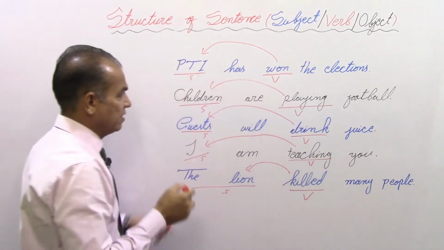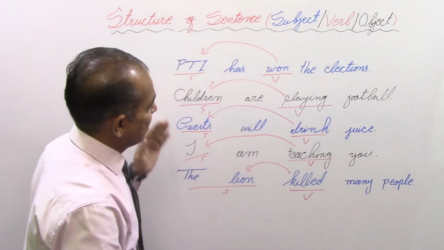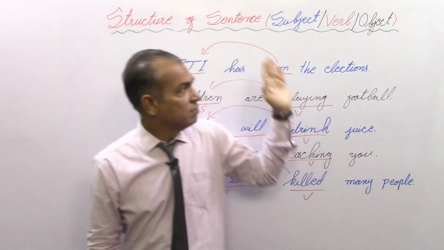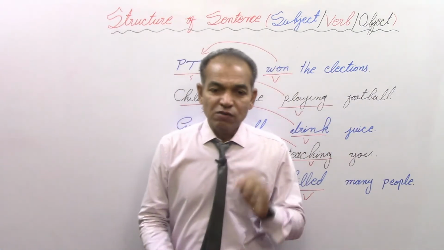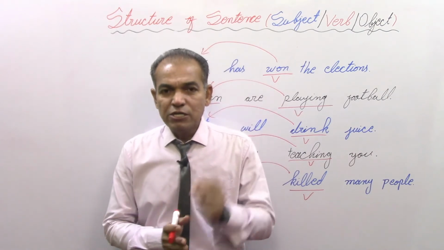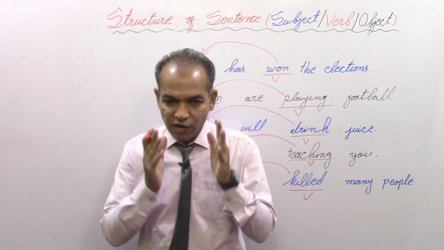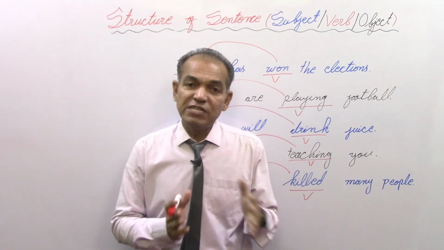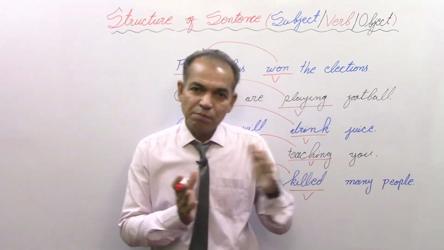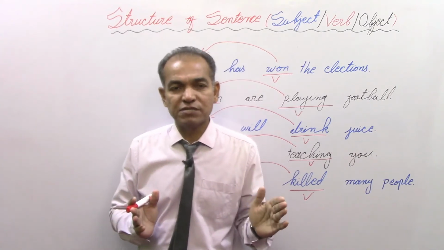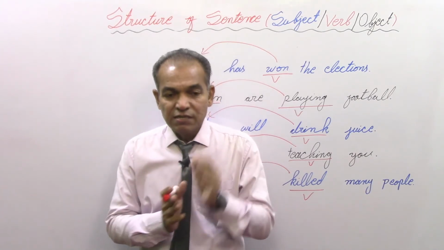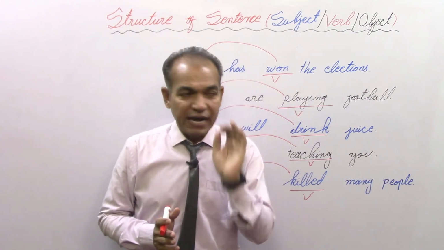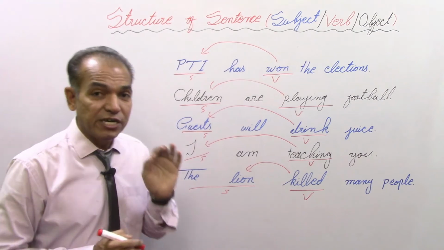Okay, so now let's take the last part of a sentence, that is the object. Object is the easiest part of the structure of a sentence. What is an object? You have already understood what a verb is. A verb shows an action. Now the person or thing which is being affected by the action is called the object of the sentence.